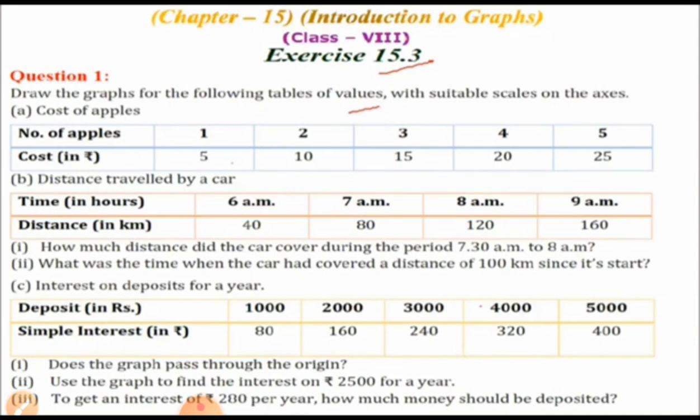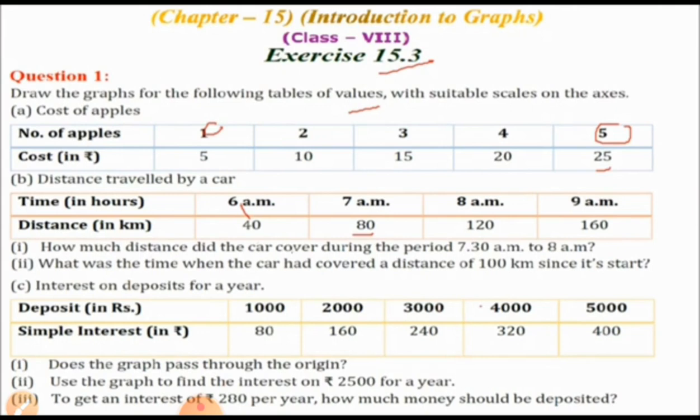A. Cost of apples. B. Distance traveled by a car. Number of apples 1, 2, 3, 4, 5. Cost in rupees: 1 apple 5, 2 apples 10, 3 apples 15, 4 apples 20, 5 apples 25. Correct. Time in hours 6 am, 7 am, 8 am and 9 am, with 1 hour difference given. Distance in kilometers 40, 80, 120 and 160. Uniform speed it is going.